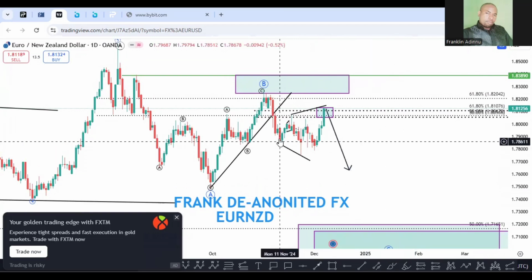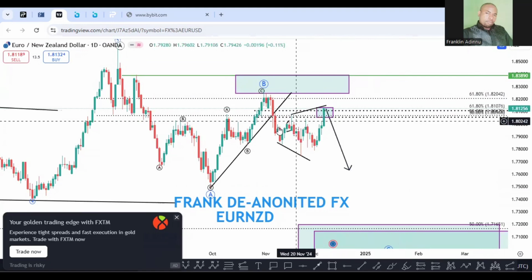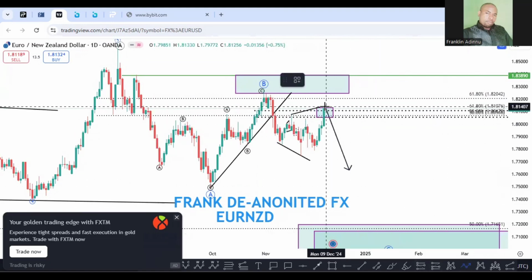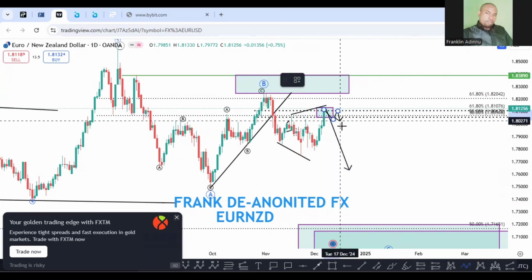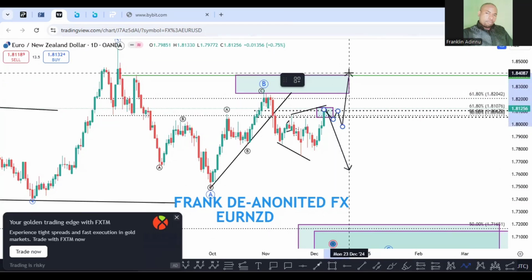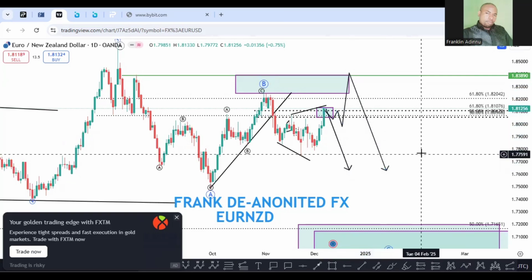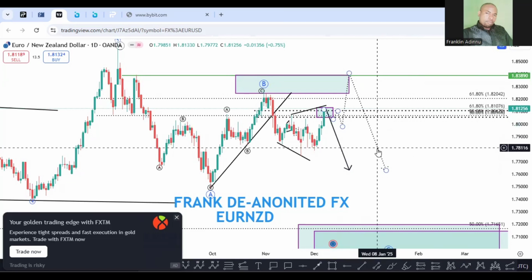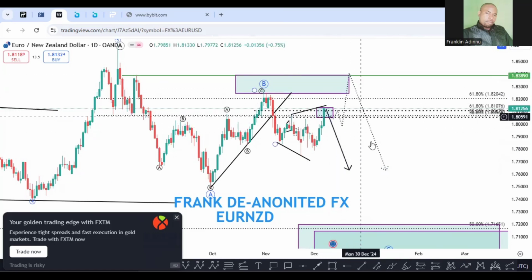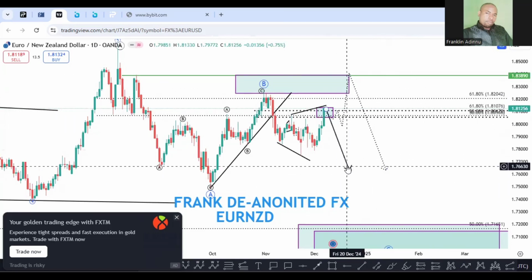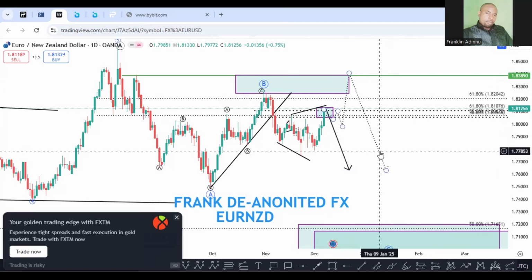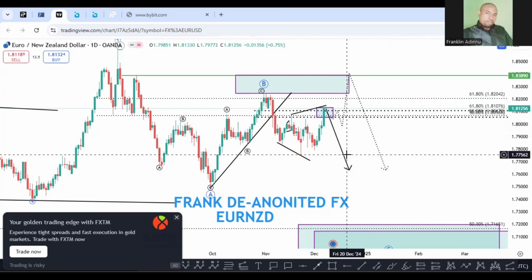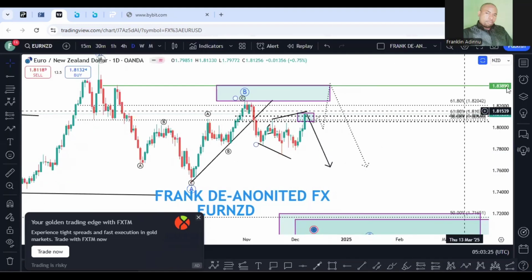So what am I expecting? This is A, this is B, and this is C. So this is an expanded flat. But the market can stay in correction and then go up here before it drops, so this is an alternative. We see a correction up here and drop. It's an alternative bias; this is the main bias. Whichever one we find during the week, we will trade it accordingly.